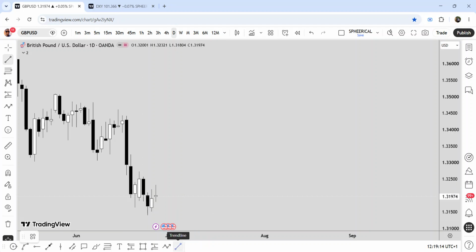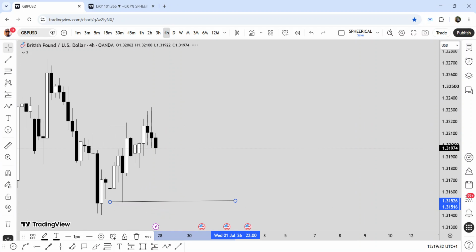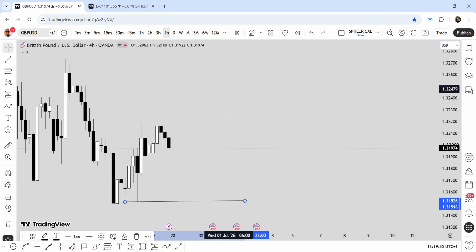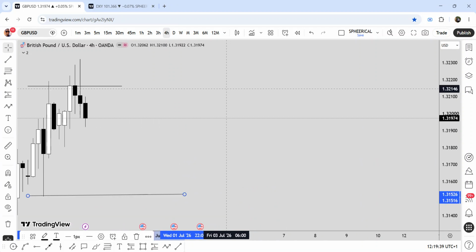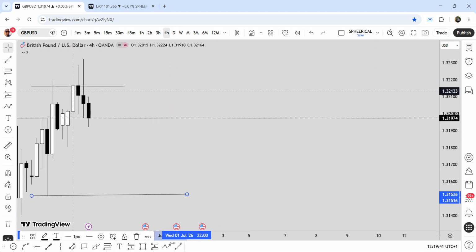So we saw the same CRT in this zone, the same CRT we saw in DXY. This is actually the same thing. You can see it. So we are looking for this market to sell down into this zone. So going to 4 hour, let's see if there is anything 4 hour is giving us.